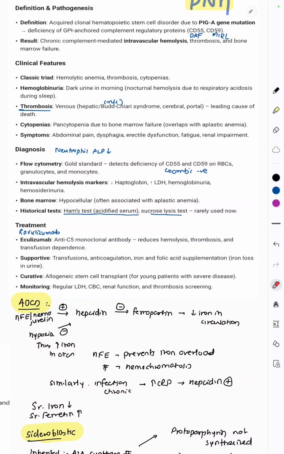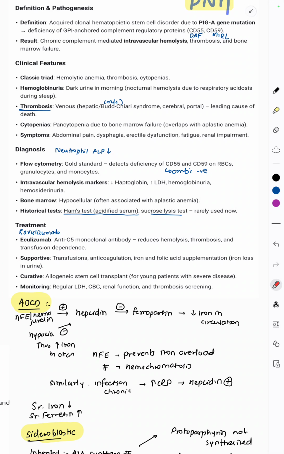The thrombosis, venous thrombosis, is hepatic venous thrombosis, that will lead to Budd-Chiari syndrome, which is most common. Apart from that, cerebral venous thrombosis can be present, which is a leading cause of death. Then hemoglobinuria, that is dark colored urine seen in the morning. Why? Because during the night, the body goes into hypoventilation. There is a respiratory acidosis, and the complement system is activated. But here, CD55 and CD59, which inhibit this complement system, are now not present, and because of which the RBCs will undergo lysis.